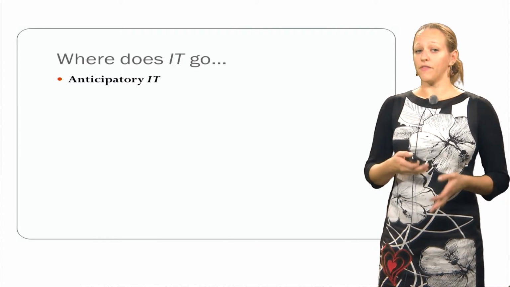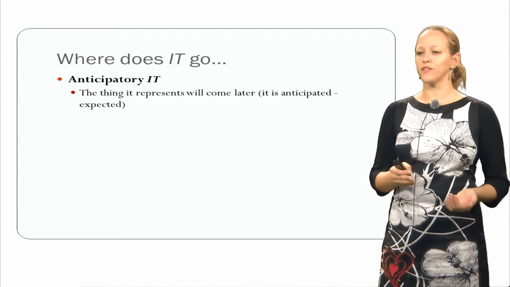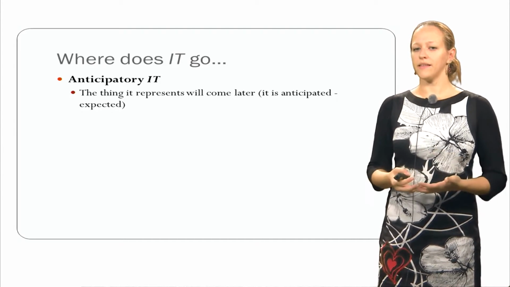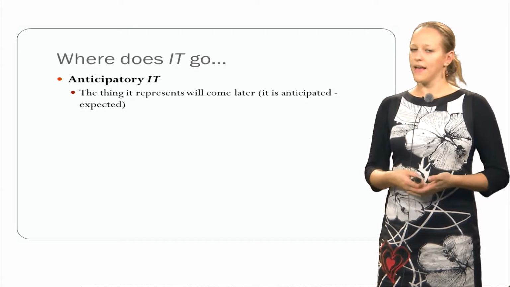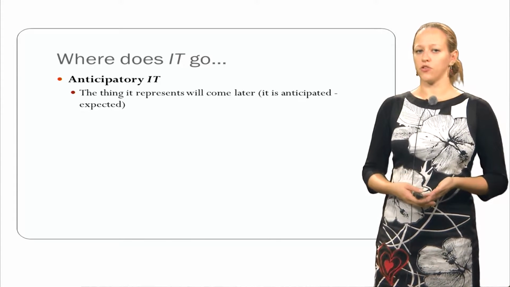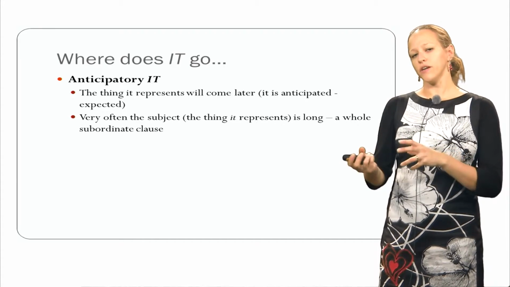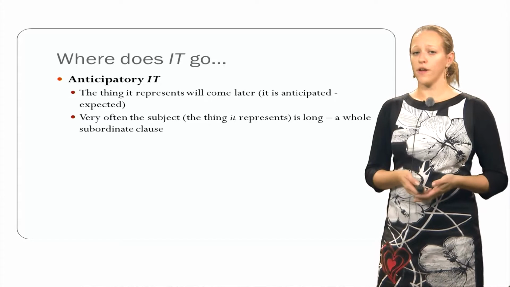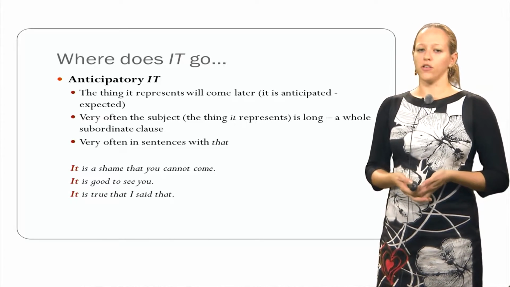And then we have the anticipatory it, which is basically the opposite of the pronoun because it represents something that will come later. To anticipate means to expect something, so it is expected, it is anticipated, and that's why it's called the anticipatory it. You don't have to remember the term, just remember that the subject, the thing that it represents, will come later, and it's very often long. And it's very often a clause with that.